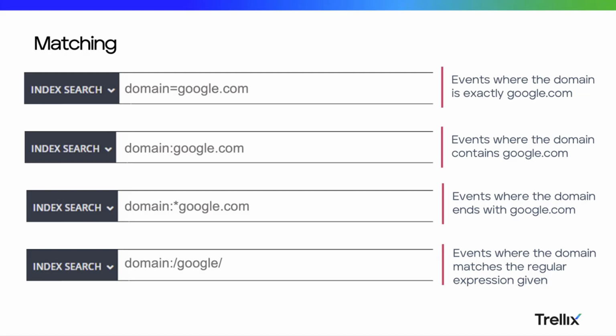Next, in this third example, we're looking for events where the domain ends with google.com. So we're again using the colon operator because it's partial matching. And then we're using the asterisk for a wildcard. Now this wildcard has to be either at the beginning or the end of the value that we're looking at. It can't be stuck in the middle there. So we do prefix matching or suffix matching.